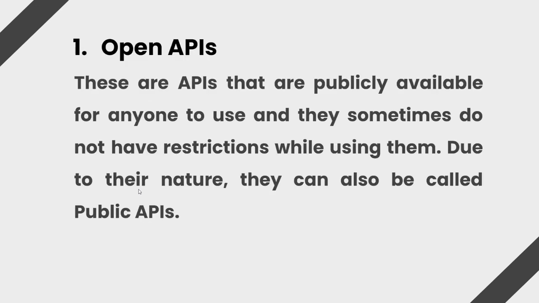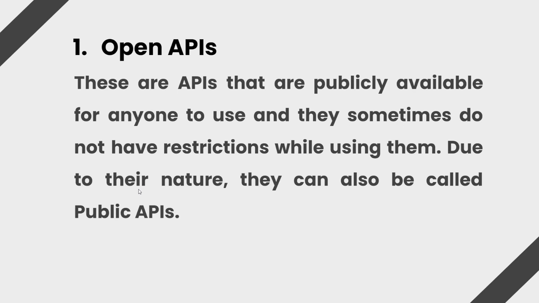First, we have the open APIs. Now, these APIs are the ones that are publicly available for anyone to use, and they sometimes do not have restrictions while using them. So, what this means is that it's an API that has been developed by someone, and he feels, you know what, anybody can use my API. I don't care what they want to use it for. I just put it out there for anyone to use.